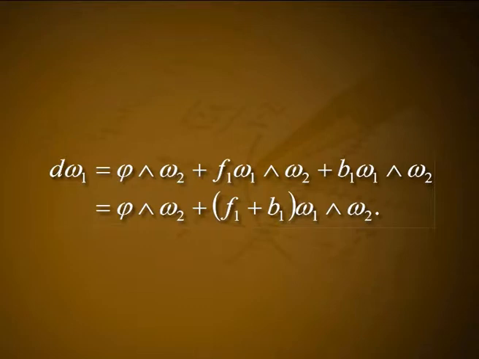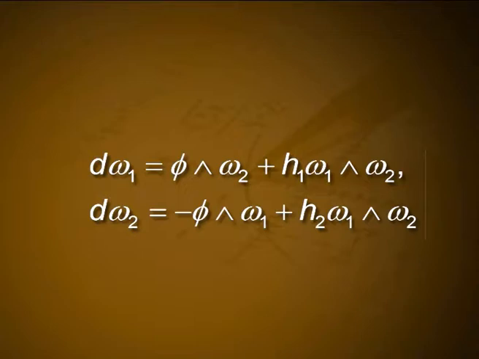the previous equation, dω1 is equal to φ wedge ω2 plus f1 ω1 wedge ω2 plus b1 ω1 wedge ω2, which is equal to φ wedge ω2 plus (f1 plus b1) ω1 wedge ω2. This, together with the corresponding equation for dω2, gives the first structural equations. dω1 is equal to φ wedge ω2 plus h1 ω1 wedge ω2, and dω2 is equal to minus φ wedge ω1 plus h2 ω1 wedge ω2, where h1, h2 are smooth functions on S(M).